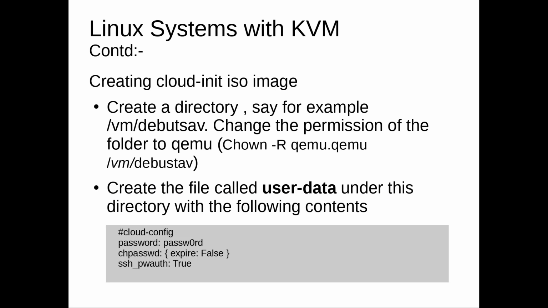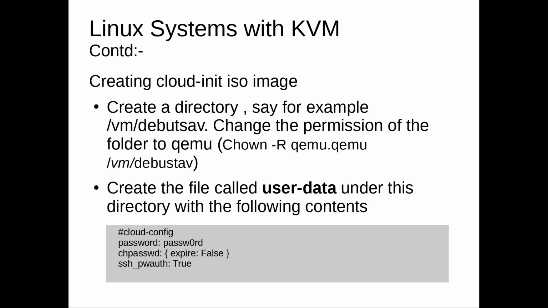Now let's look at the steps briefly for creating the Cloud Init ISO image. So we create a folder known as VM-debianserv, for example. Under this folder, we are going to create two files, user-data and meta-data. In the user-data file is where we are going to set the password for the default Debian user.